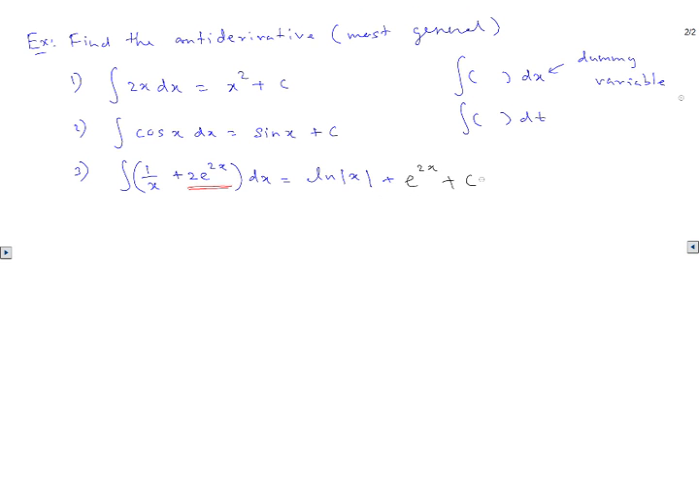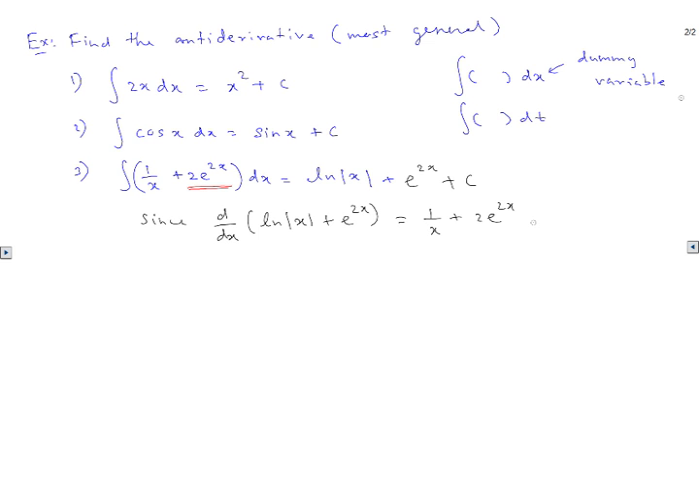You can say, since the derivative of ln x plus e to the 2x equals, ln x is going to give you 1 over x, and then this one is going to give you 2e to the 2x. Okay, so that's the reason. So you just think backward. Let's do a few more.